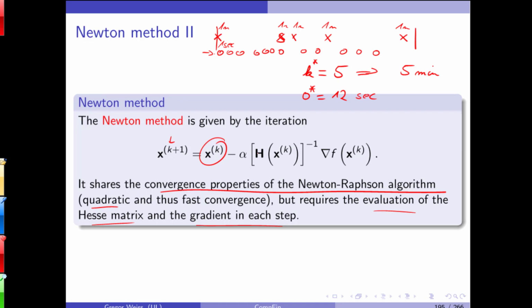The gradient method needs what? The gradient in each step. The Newton method needs the gradient and the Hess matrix in each iteration. So we have more computations in each step, in each iteration. And in this case, it might be that the Newton method is faster because the convergence speed is higher, but it could also be that actually the gradient method is better because even though the convergence speed is worse, we do not need to evaluate the Hess matrix in each step.